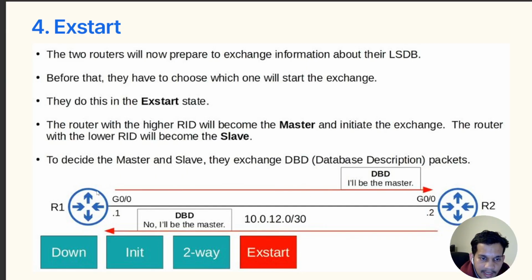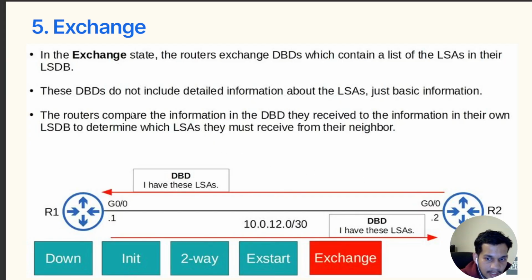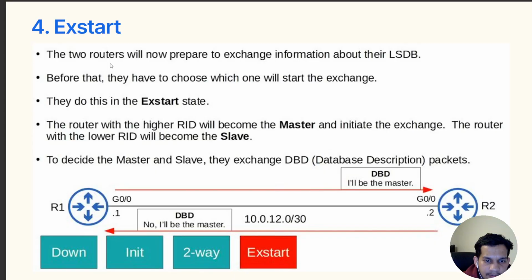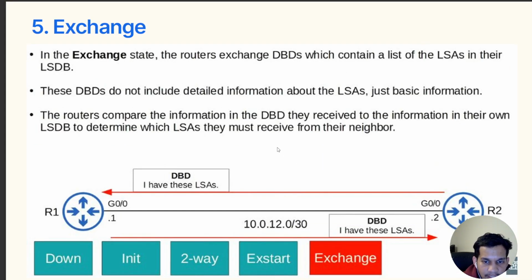So once R1 sends that it will be the master, but R2 says it has a higher router ID, then it will say no, I will be the master over here. So let's go further. The fifth state is the exchange state.